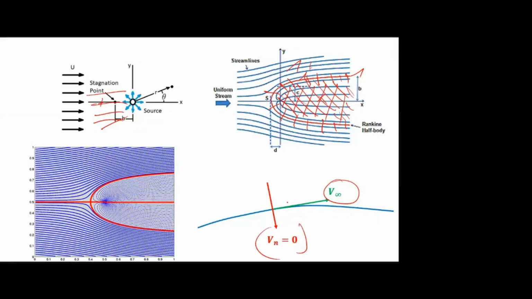Everywhere in potential flow, we will use this dividing streamline condition. So here also we are going to use the dividing streamline. That is, we have to prove this line is the dividing streamline and it doesn't have the normal velocity. That's what we are going to prove.